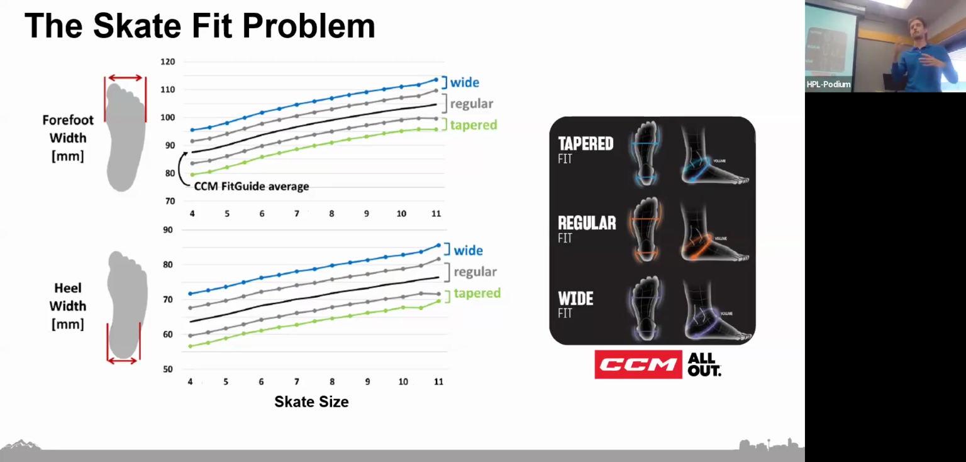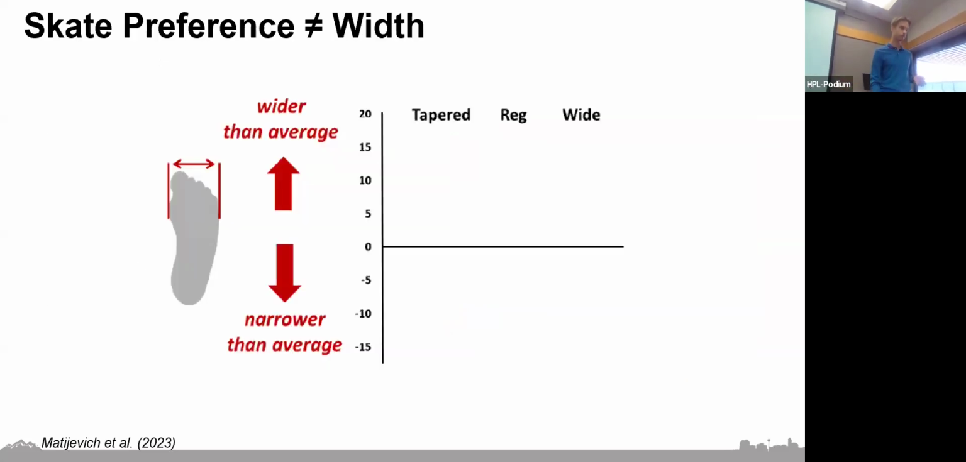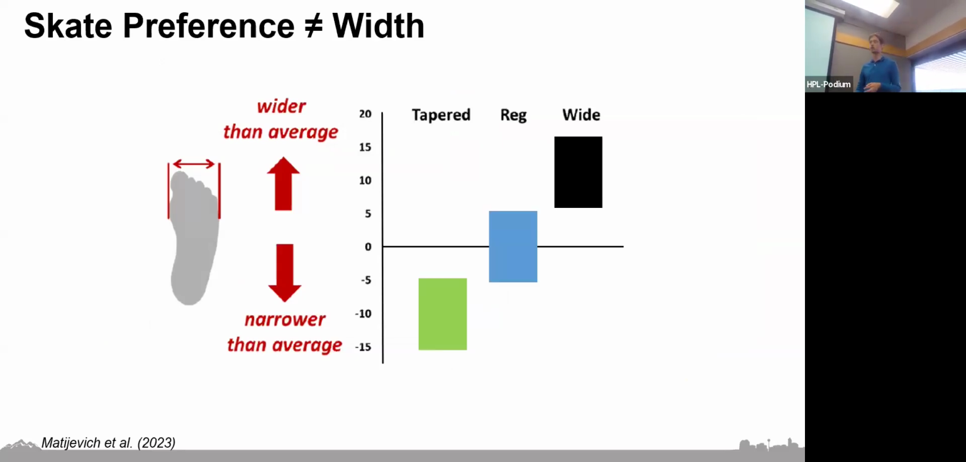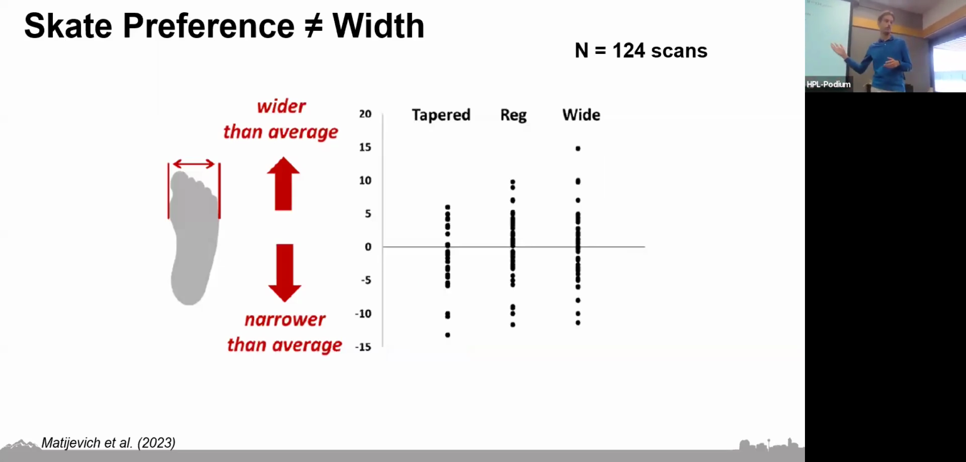So CCM believe, based on the feedback they've gotten from their customers and fit testers, that there is room for improvement in how these fits are designed in order to better suit the population. To get to the bottom of this, Emily Matijevich, who was a former postdoc in the NIG group, brought some hockey players into the lab, 3D scanned their feet, and asked them to try on skates and choose their preferred fit. Now, one would expect individuals who are wider than average to choose the wide fit and narrower than average to choose the narrow fit, and so on. But in reality, the results look like this.